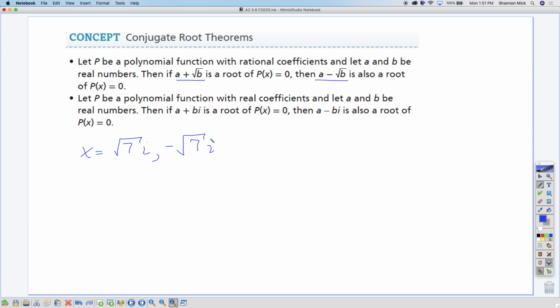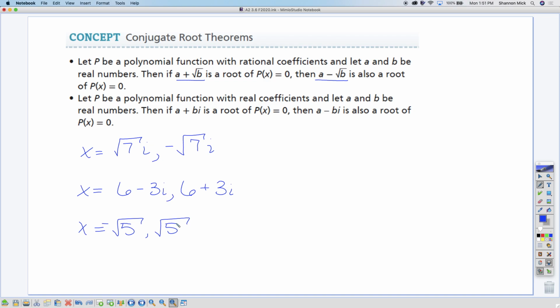Got it? If I have 6 minus 3i is a factor, what also has to be there? 6 plus 3i. Got it? If I have x equals the square root of, or negative the square root of 5, what also has to be there? Positive square root of 5. It doesn't matter. Those conjugate pairs have to be there. And they will only give you one. And you have to know that the other one comes along with it.